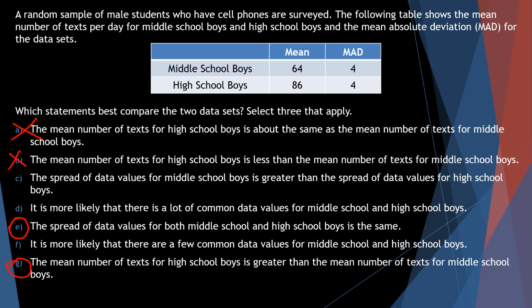And let's see, it is more likely that there are few common data values for middle school and high school boys. This is correct. And the reason why this one's true is because, yes, our mean absolute deviations are the same, however, our averages are very different. So that means that we have the same spread of data, but the spread of data is shifted, with one that has higher numbers versus one that has lower numbers.